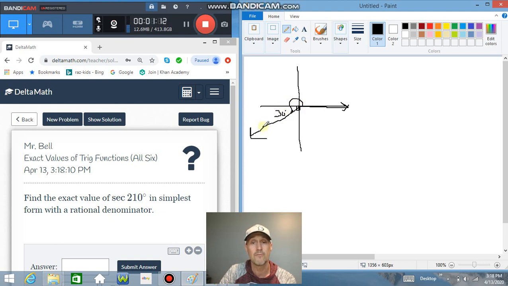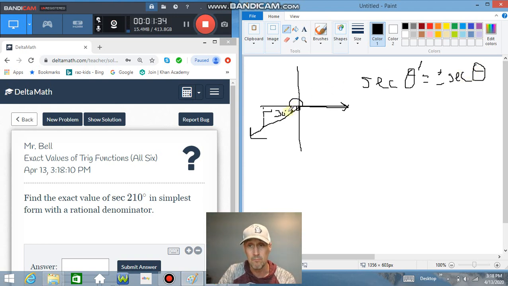So we like to create a reference triangle here because we learned that the secant of the reference angle will be equal to plus or minus secant of the original angle. So that's why it's so important that we can just focus on this 30-degree angle now. What's the secant of 30 is what we need, so we set up the reference triangle so we can answer the question.